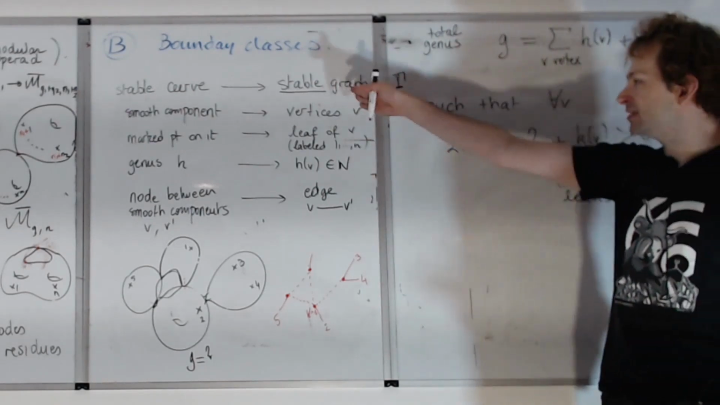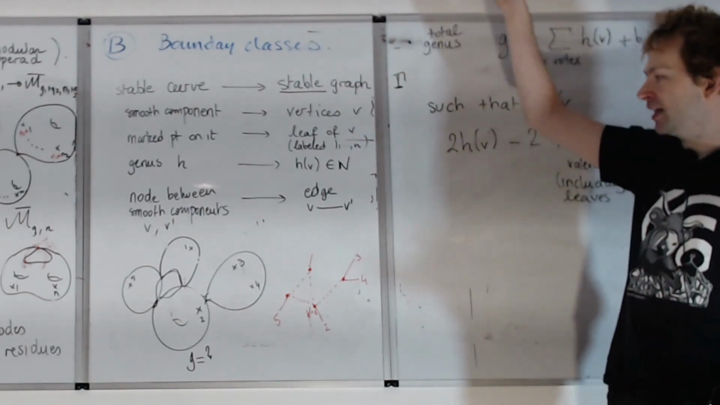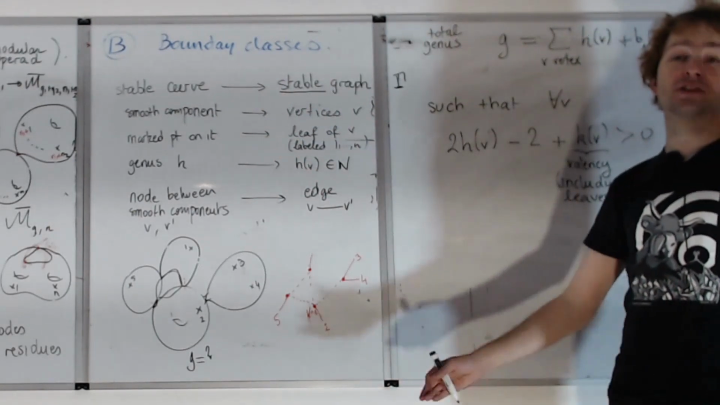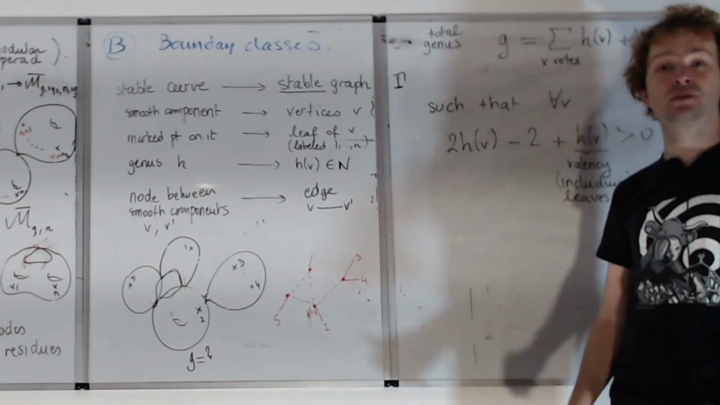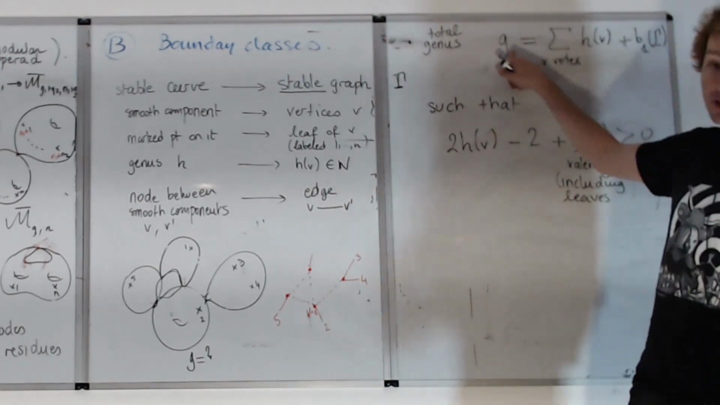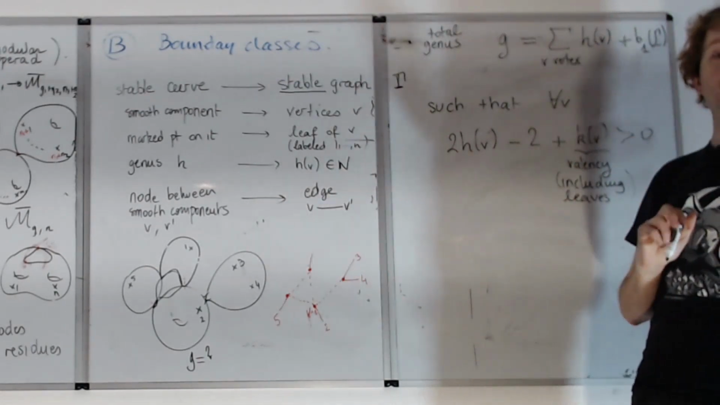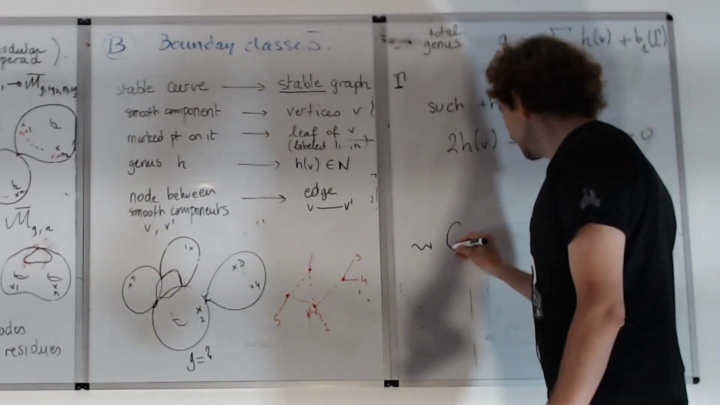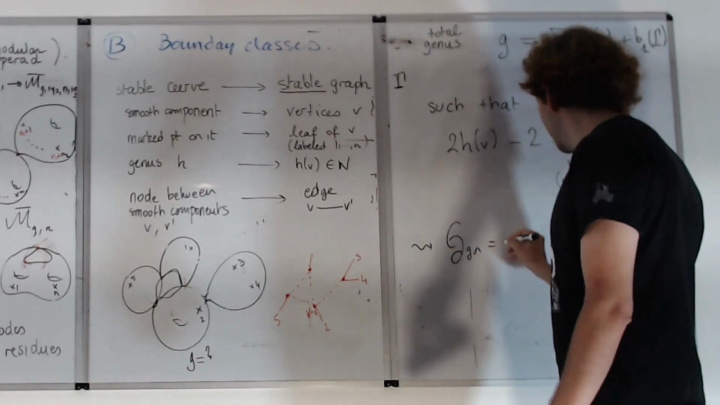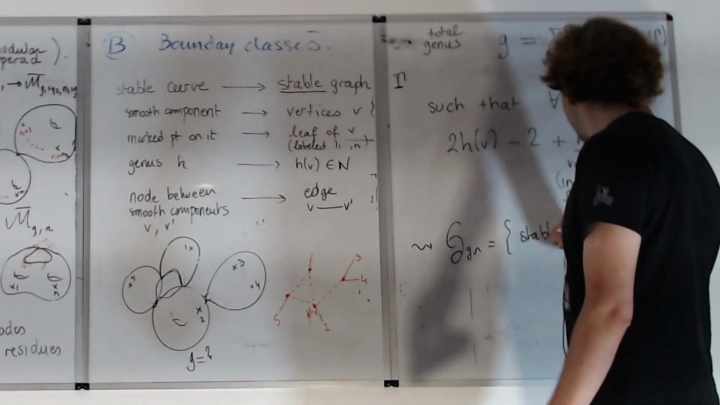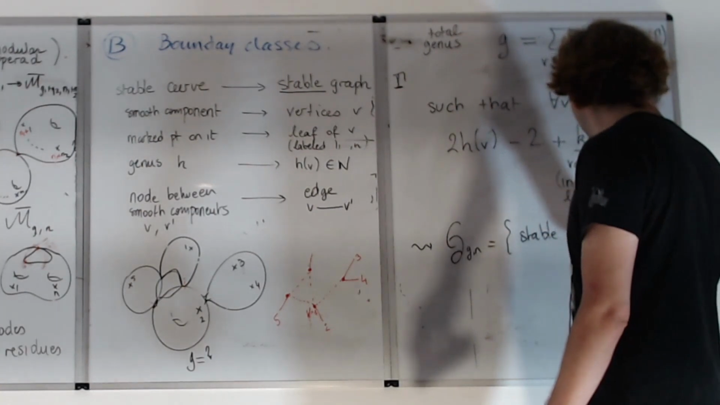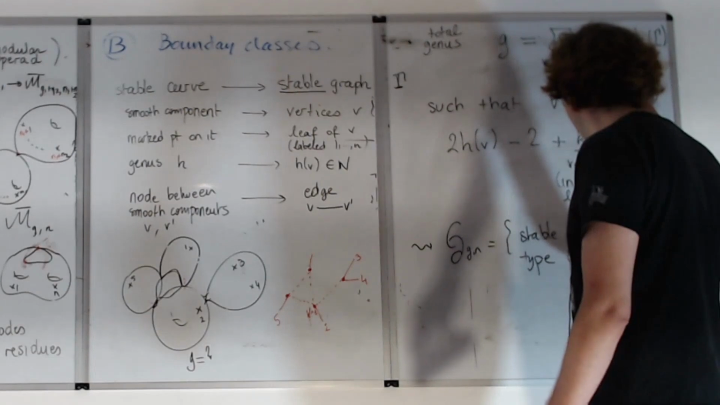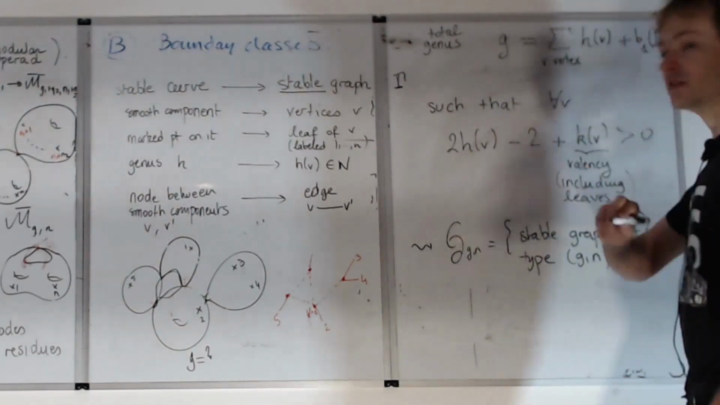And that is a graph which has on top of that a certain genus, a certain non-negative integer at the vertices, which satisfy this condition and this stability condition. It's called a stable graph of type Gn. So I denote Gn the set of stable graphs of type Gn.